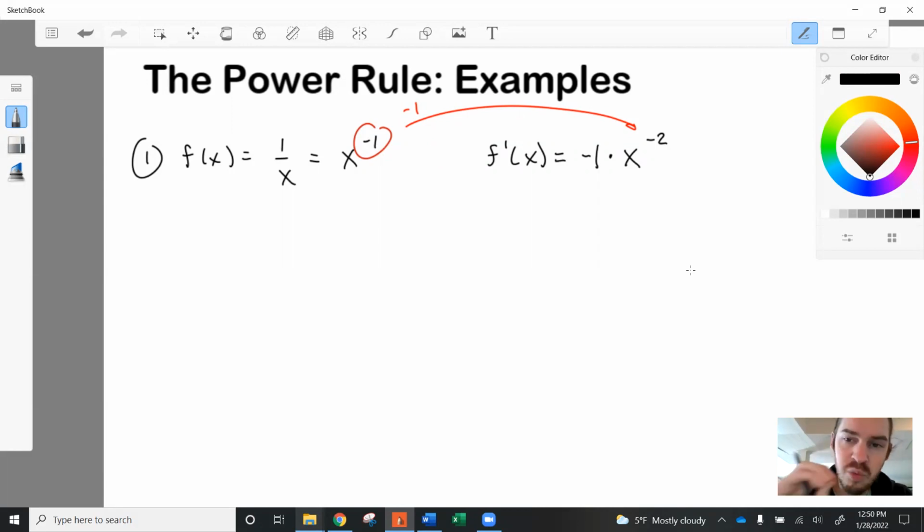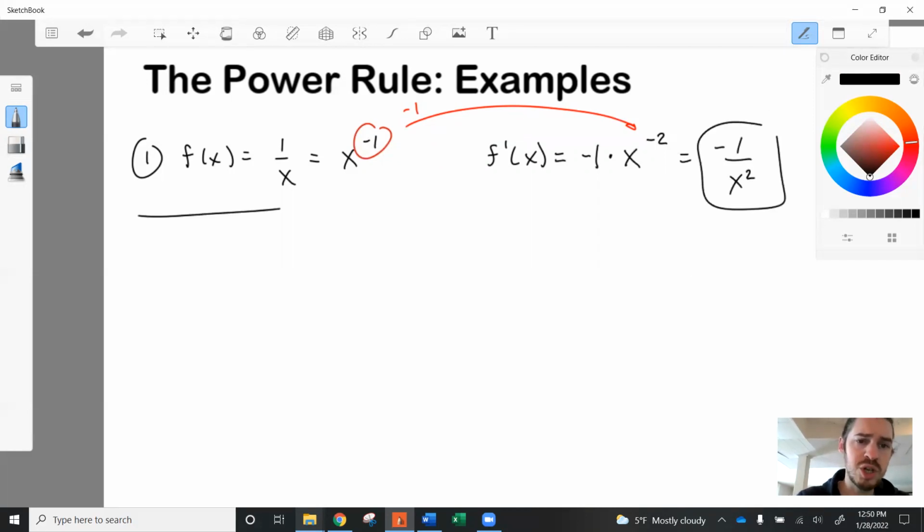And so that -1 times x to the power -2 can be written as -1 over x squared. And that's our derivative, right? So we had our original function. There's the derivative of that function. Okay, so that's using the power rule.